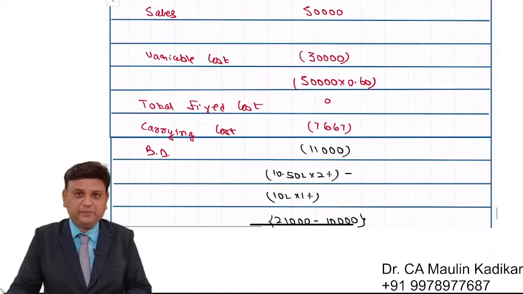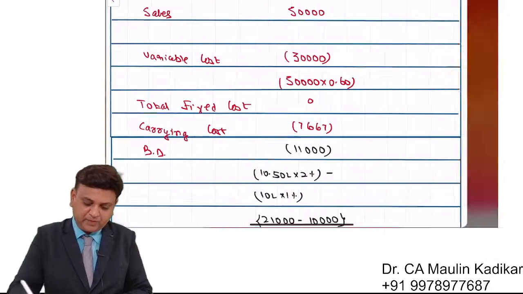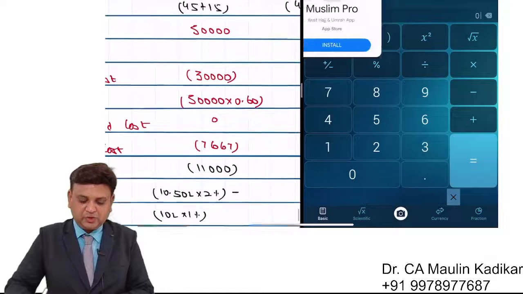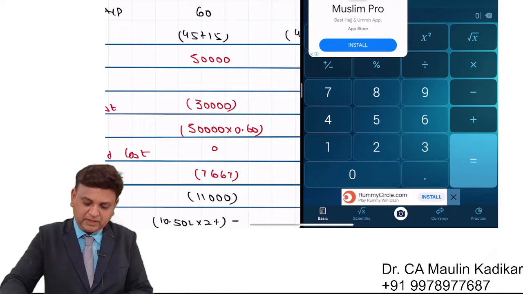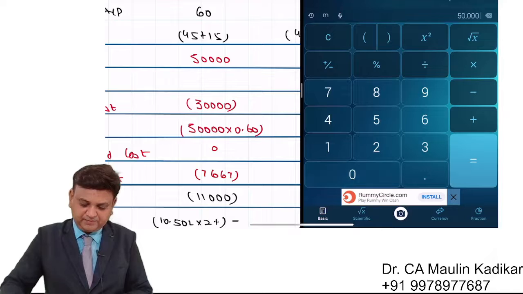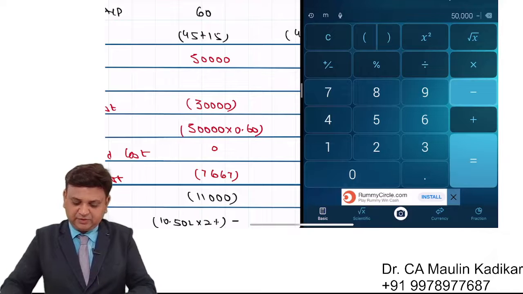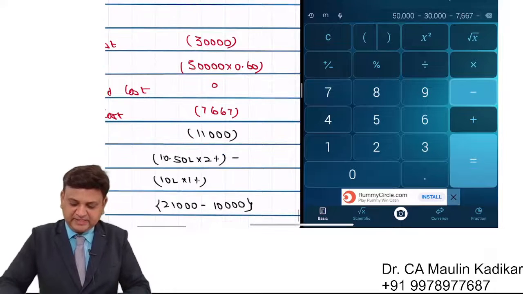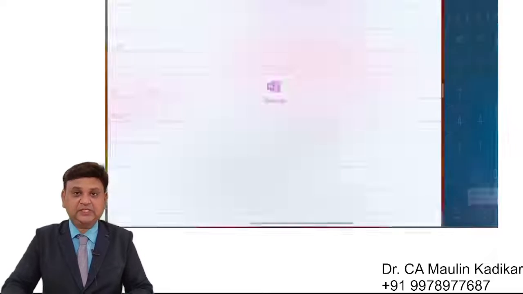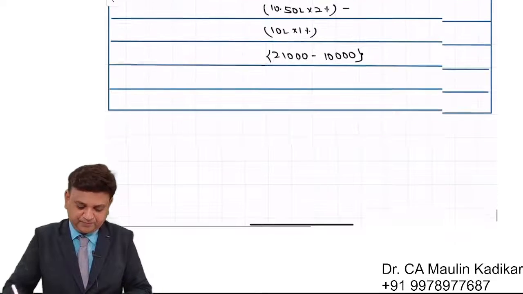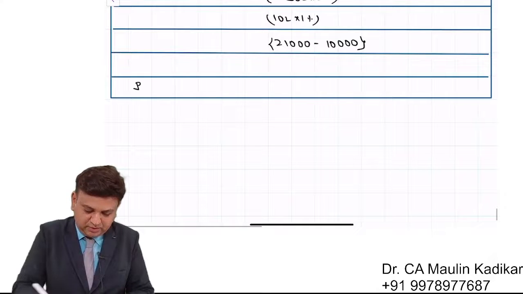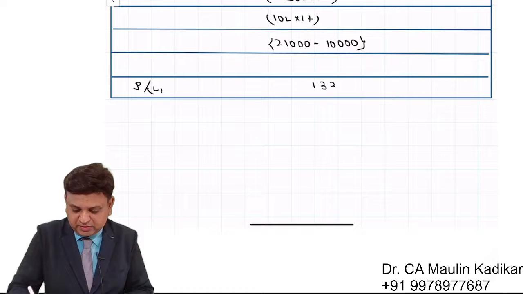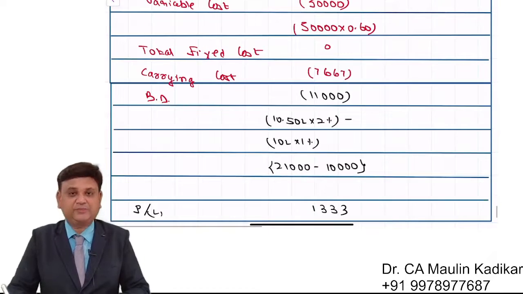Now in case of incremental approach, again we will have the same working. From the incremental revenue, all the incremental expenses will be deducted. So use your calculator. We understand that it is an amount of 50,000 minus an amount of 30,000 minus 7,667 minus 11,000. So it increases by 1,333. So we mention over here profit or loss in that 1,333. That is the amount by which the profit increases.